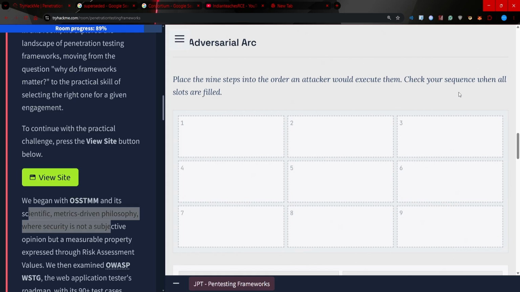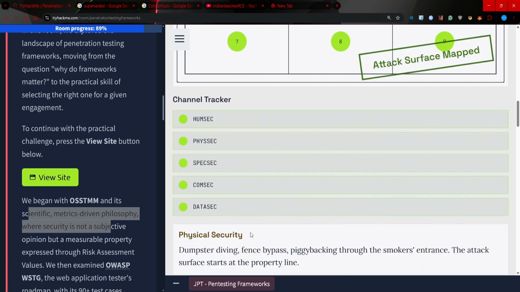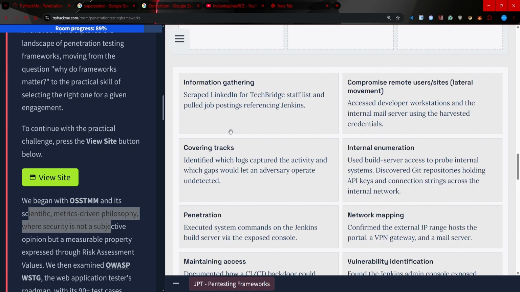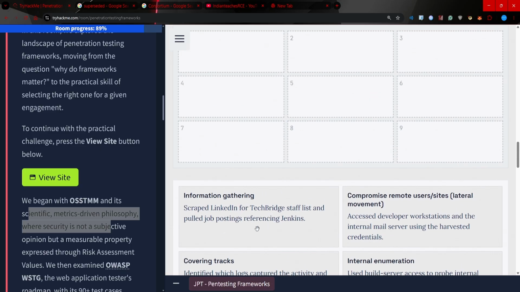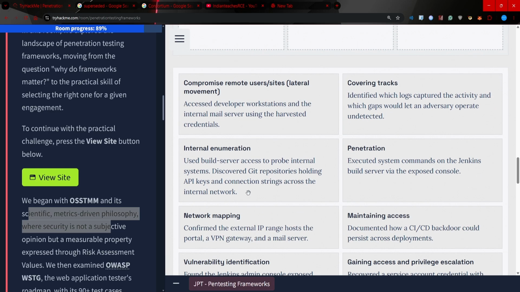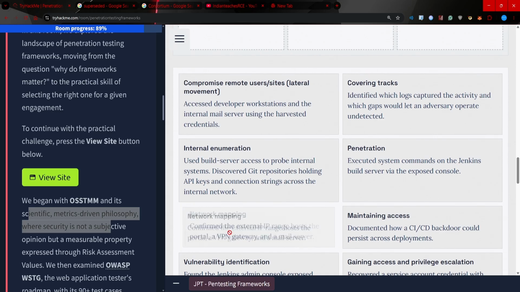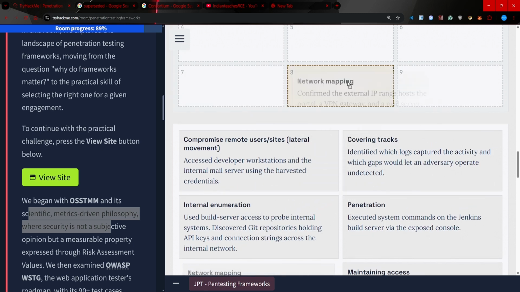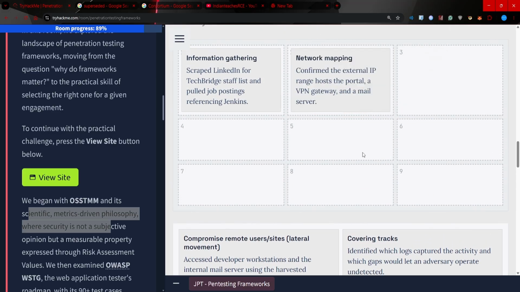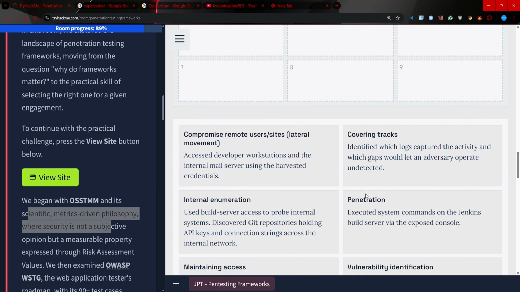Place the 9 steps in the order an attacker would execute them. Check your sequence once all slots are filled. Oh, okay, this is how, I can just change this. Of course, the first one is going to be information gathering. Second is network mapping. Internal server access comes later. Third will be vulnerability identification.